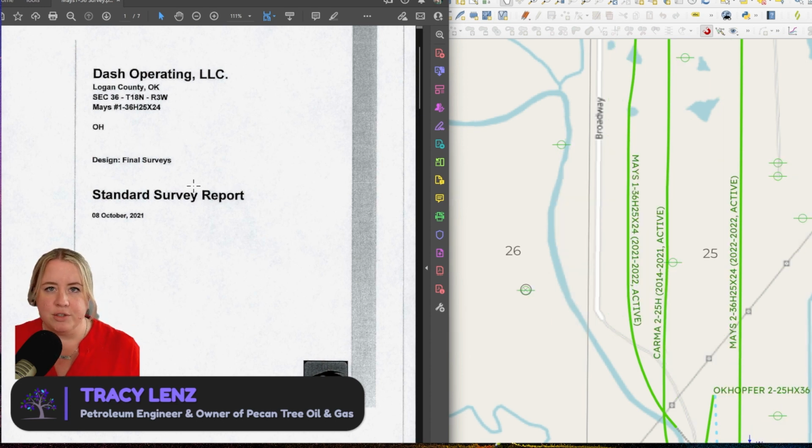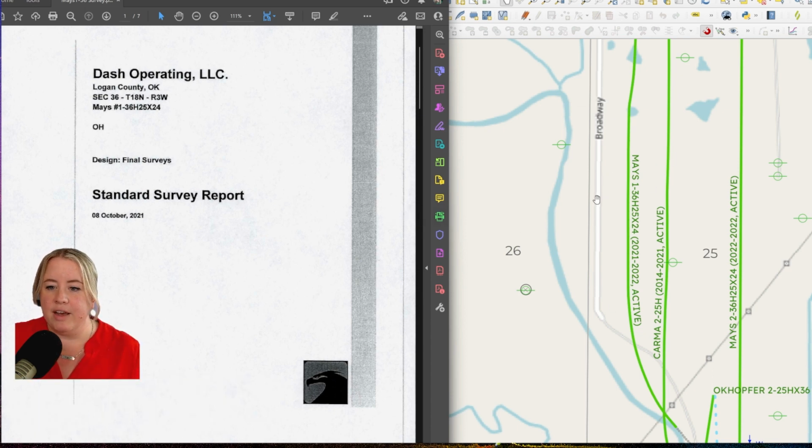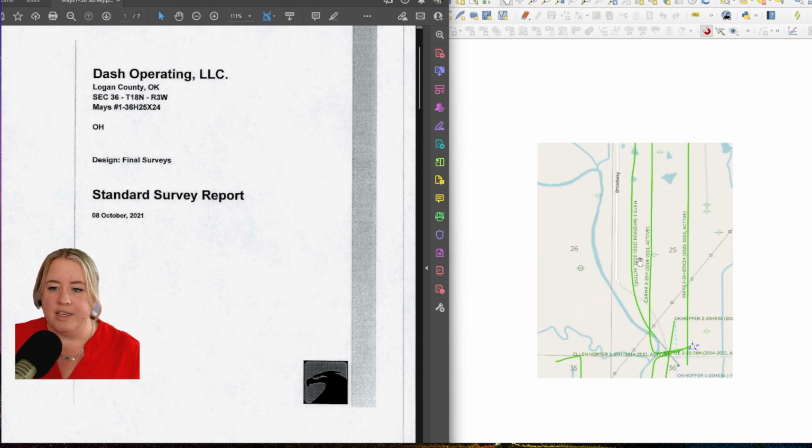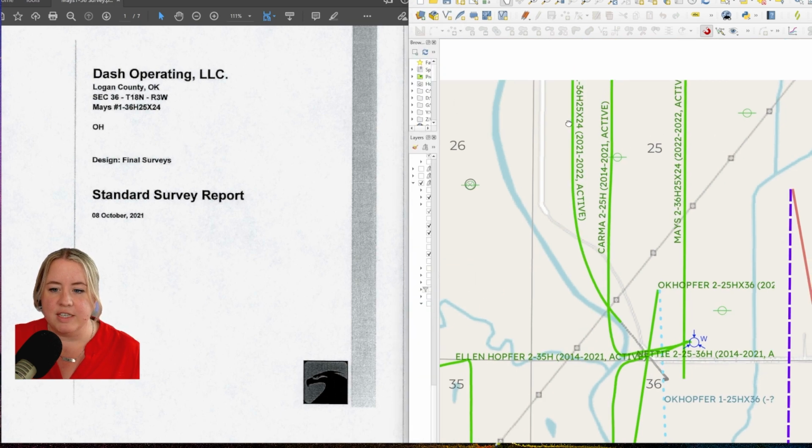And these reports look roughly the same every time it's run. This is a standard survey report. This is what most of them end up looking like. So on the right, I have a map showing the well that we're looking at here today. The surface location of the well is down here in section 36, and it's coming up and around this direction.